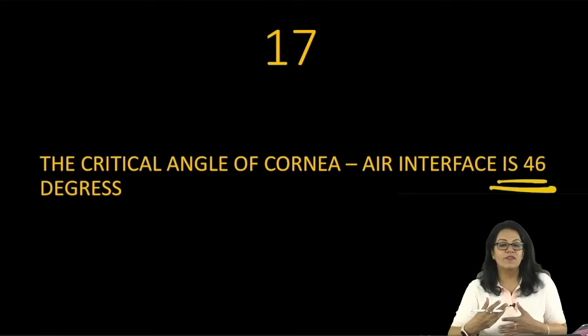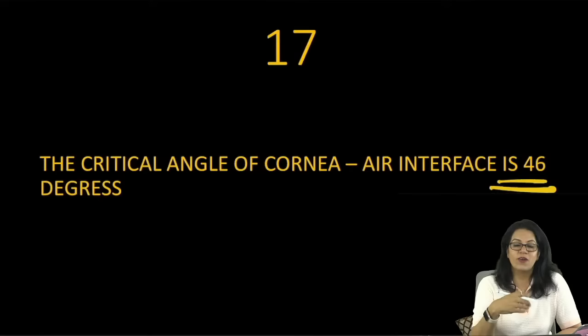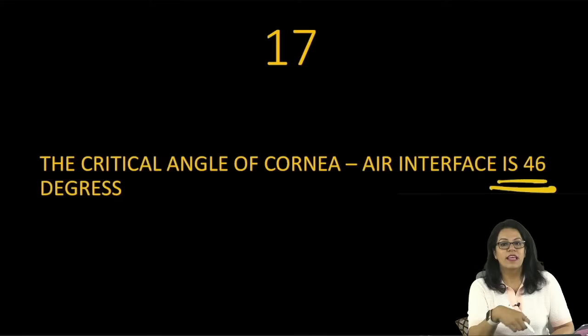But when you put a gonio lens, what will happen? Now you have made that medium denser. Because the refractive index is now more, it is not only air. Air's refractive index is one. Because you have increased the refractive index of this medium, there will be no total internal reflection.